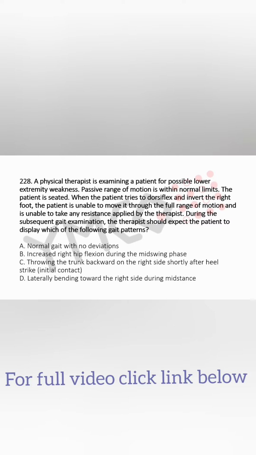During the subsequent gait examination, the therapist should expect the patient to display which of the following gait patterns. Option A, normal gait with no deviations. Option B, increased right hip flexion during the mid-swing phase. Option C, throwing the trunk backward on the right side shortly after heel strike, initial contact. Option D, laterally bending toward the right side during mid-stance.